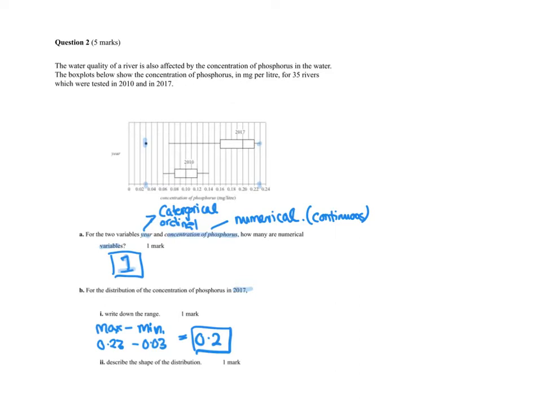Okay, and describe the shape of the distribution. Now this is for 2017. Now you've got a big square at the start and then a small square, so that one is negatively skewed, with an outlier. So you need to comment whether there is or isn't outliers, so just make sure, negative skewed with an outlier.